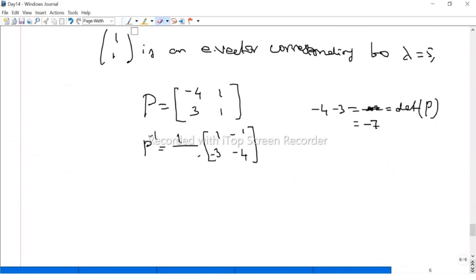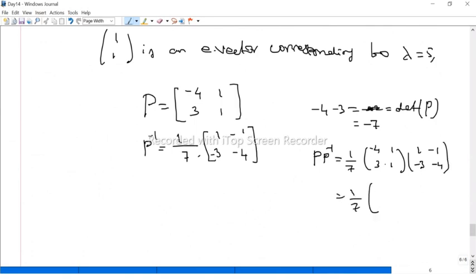You can easily check whether this is the inverse or not. Just multiply P and P inverse, and you get the identity matrix. So we will check quickly. P inverse is nothing but we can take 1 by 7 outside. P is minus 4, 1, 3, 1, multiplied by 1, minus 1, minus 3, minus 4. Now this is 1 by 7 into minus 4 minus 3, which is minus 7, and the off-diagonal entries are 4 minus 4, which is 0, and 3 minus 3, which is 0, and the last is minus 3 minus 4, which is minus 7. So this has a minus sign, so you can multiply the minus inside, and we get the identity matrix. Good. Therefore, this is the inverse, this is P inverse.